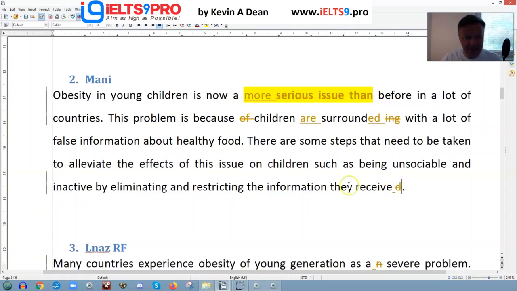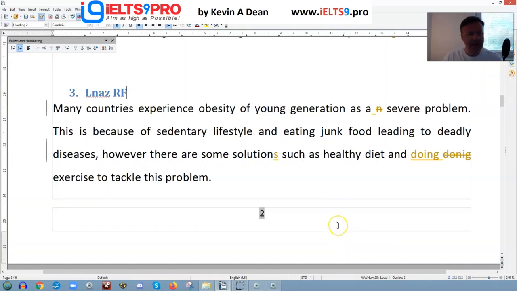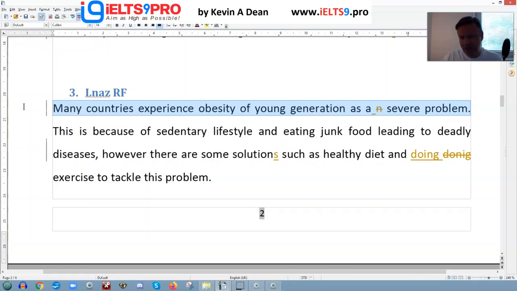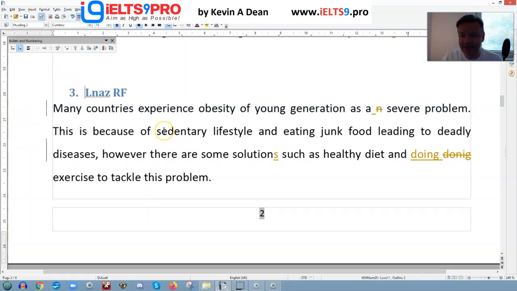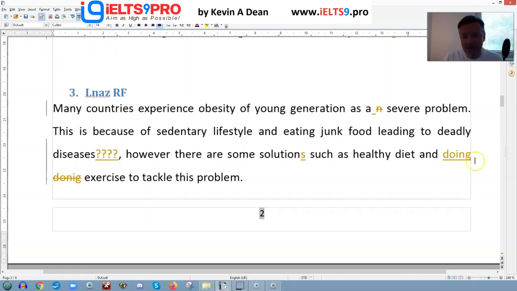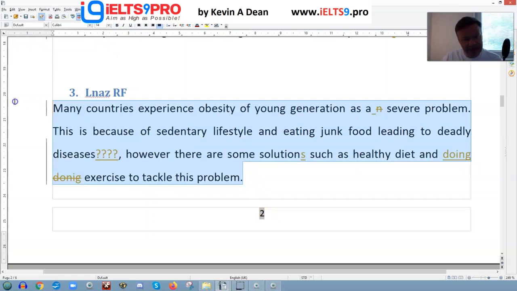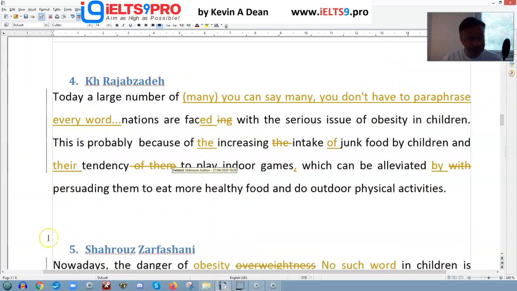Okay, that's better, I suppose. You could be a little more direct, but okay, that answers the questions. Many countries experience obesity of young generation, of the younger generation, as a severe problem. So that doesn't really work as a paraphrase. It's not very natural. This is because of sedentary lifestyle and eating junk food, leading to deadly diseases, which are what? However, some solutions, such as a healthy diet and doing exercise, to tackle this problem. That's okay. That could be a little more natural, shall we say, but it answers the question. Let's see what else.